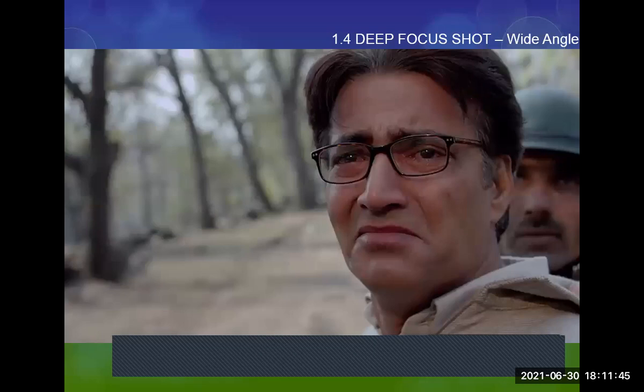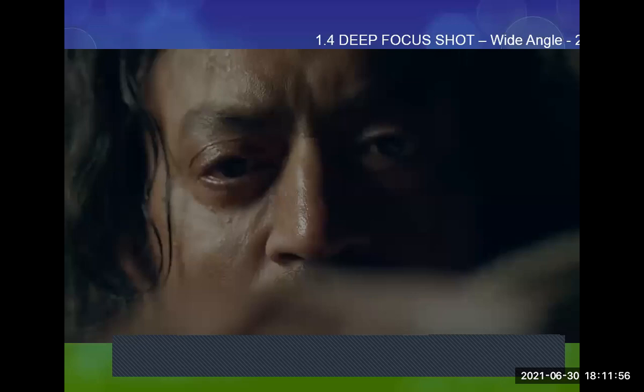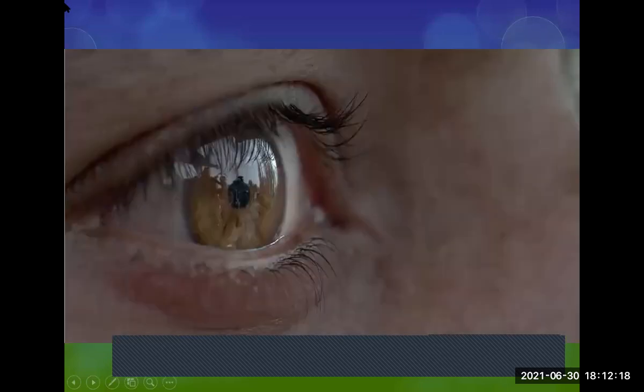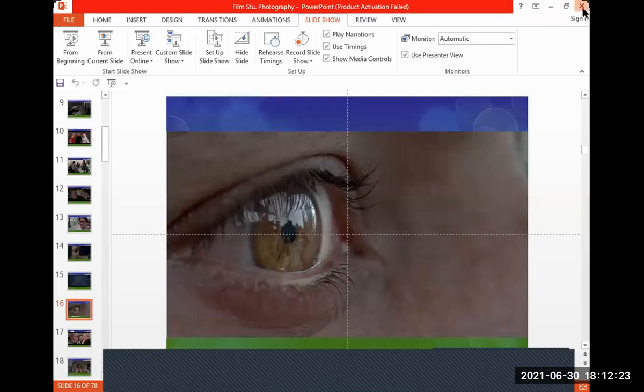Again, deep focus: you can see the character in front and not the army personnel at the back. This is also called a wide angle shot, a deep focus shot. Another deep focus shot: part of it is blurred, part of it is the focus of attention. And extreme close up. Again, I repeat, there are reasons why a person chooses to have such shots, such close-ups. Okay, let's skip the rest of this presentation and start another.